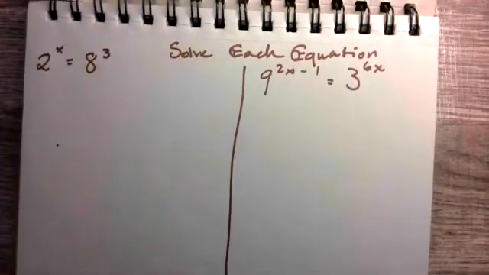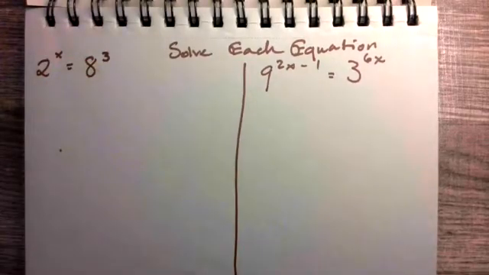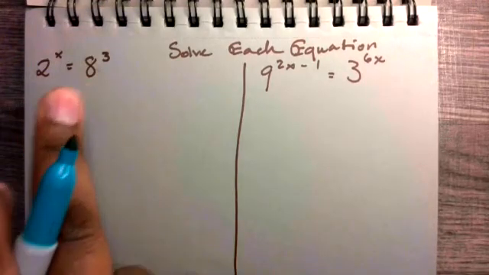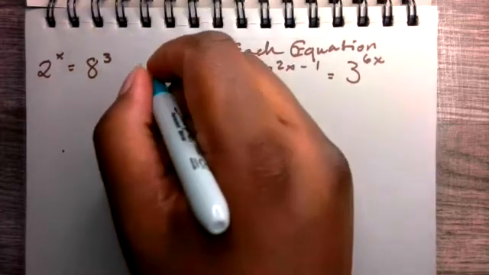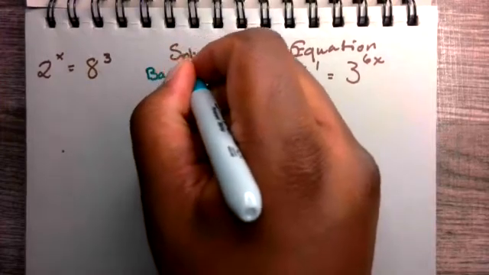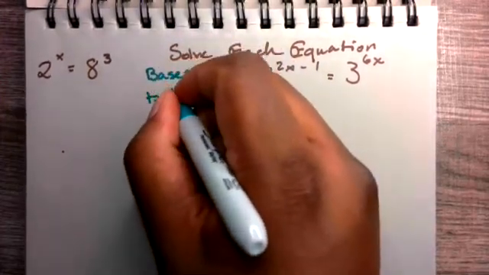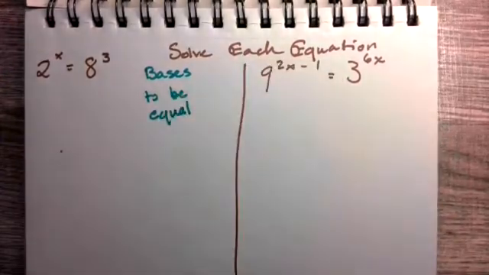So the first thing that we want to look at here is this problem: 2 to the x equals 8 to the third. All right, and here's how you deal with this. The main thing that I'm trying to do is I want the bases to be equal. That's my main focus here.